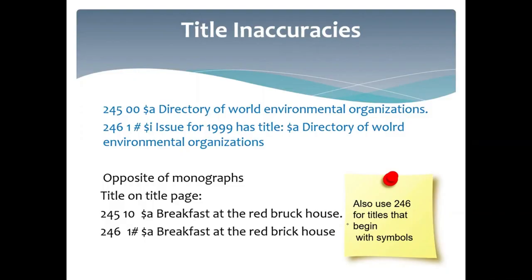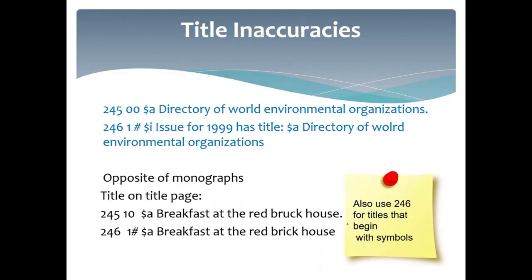And 245 is a description field, so we would record it as it appears on the resource. And then because we can't stand to see a typo in our catalog, and because the publisher might actually fix it somewhere along the way in another printing, we're going to go ahead and add a 246 for Breakfast at the Red Brick House. I know this pains some of us to have a typo in our catalog, but there's a reason, because that is what appears on the resource for that one.